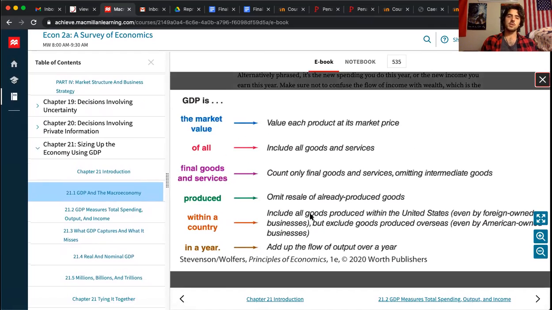This little picture: GDP is the market value of all final goods and services produced within a country in a year. So the market value, it's just valuing each product at its market price. Self-explanatory, what it's going to cost in the market. Include all goods and services.